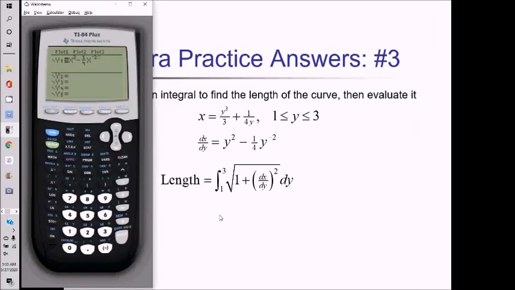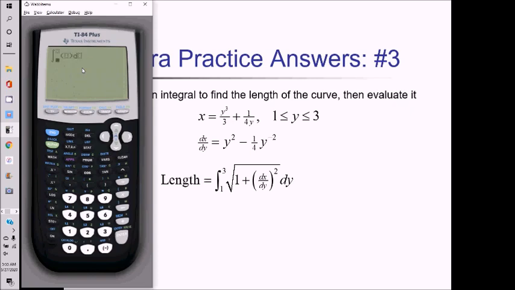To make my life a lot easier, I'm actually going to define my dx over dy in my y equals as y1. And yeah, these variables here are y's, but I'm going to use x's because that's my input variable on the calculator. And it'll work out just as long as I use x consistently wherever y is used down here. So quitting out of there now, let me do my integral.